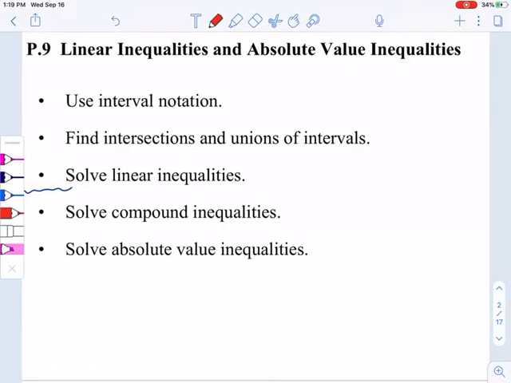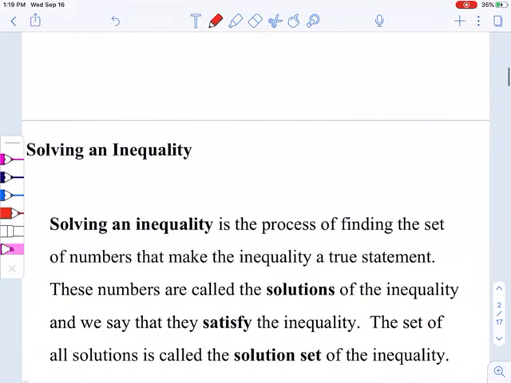So we are going to look at using interval notation, finding intersections and unions of intervals, similar to what we've already looked at in terms of sets of numbers, intersection, what's in common versus union, bringing everything together. And then we're also going to look at solving some linear inequalities. In the next video, we'll look at solving compound inequalities and then solving some absolute value inequalities.